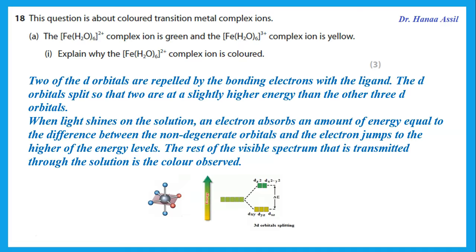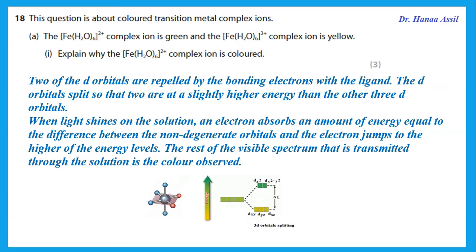Now, when light shines on the solution, an electron absorbs a certain amount of energy equal to the energy difference between the 2 levels. The electron absorbs that energy, jumps to a higher d orbital, and the rest of the visible spectrum is transmitted, and this is observed as a color.